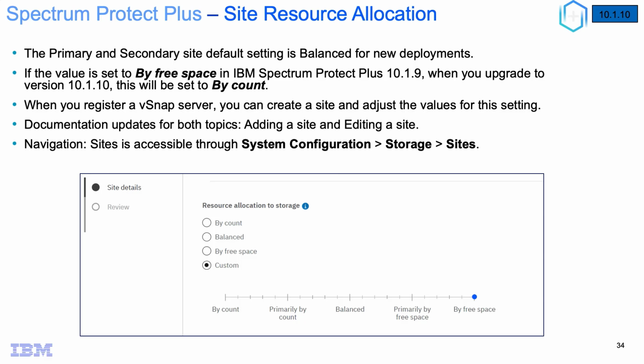And again, beginning in 10.1.10, you can create a site and adjust these values or access this wizard and change this value based on your choosing and how you want to allocate the data.